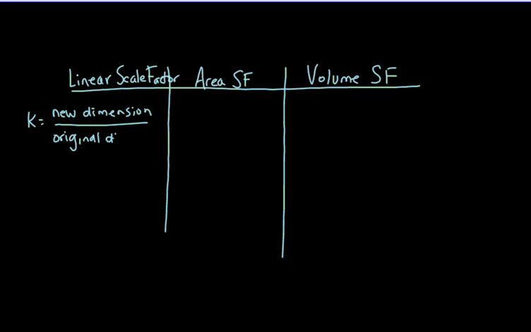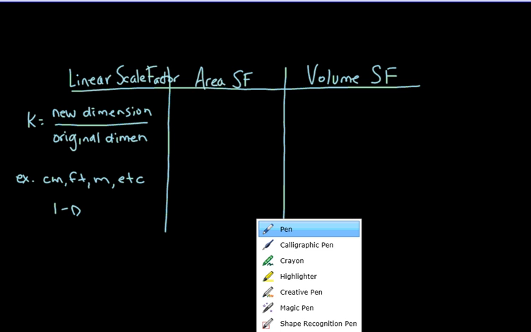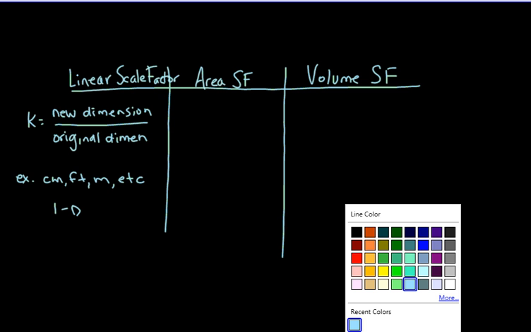And remember, we can spot it because the units are linear, or they're one dimension. So like centimeters are the units, feet, meters, and so forth. And so it's one dimensional. So that's linear scale factor. Today we're going to cover area scale factor. And how do we get area scale factor?